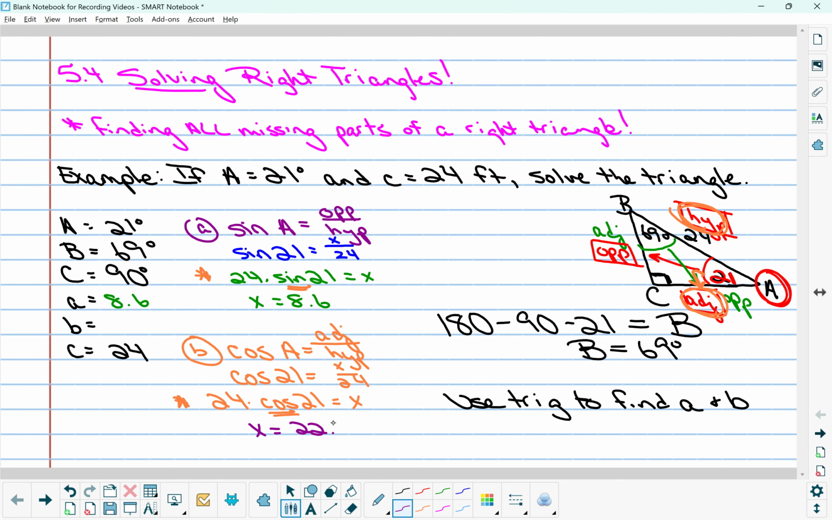22.4059. And this one, what did it say? I don't know what it said to round to. I did not write it down in my notes. But I'm going to go to 3 decimal places. This one was 8.600, by the way. So 22.406. Okay. And that is a note that I have.